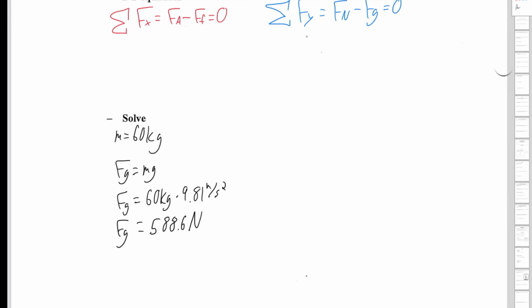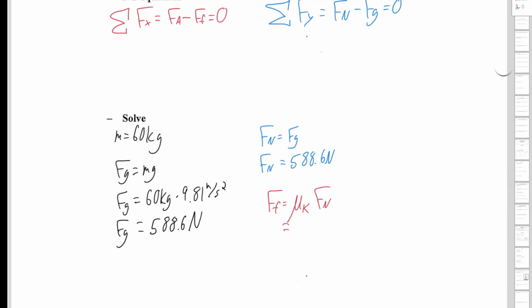So now the next thing that we can find from our sum of forces equation is our normal force. It says that our normal force is equal to our gravitational force. So our normal force is going to be 588.6 newtons as well, because they balance each other out. So if we have this normal force, then we can try and find our force of friction. So our force of friction, we're moving with a constant velocity, so we have to have this mu k. It's going to be equal to mu k Fn.